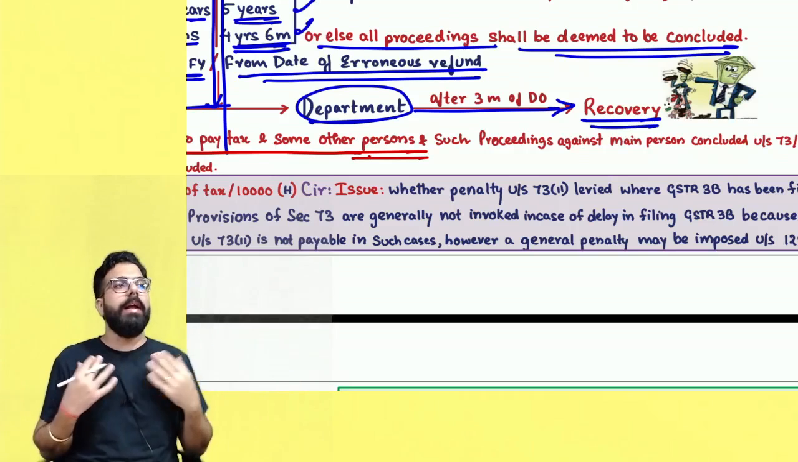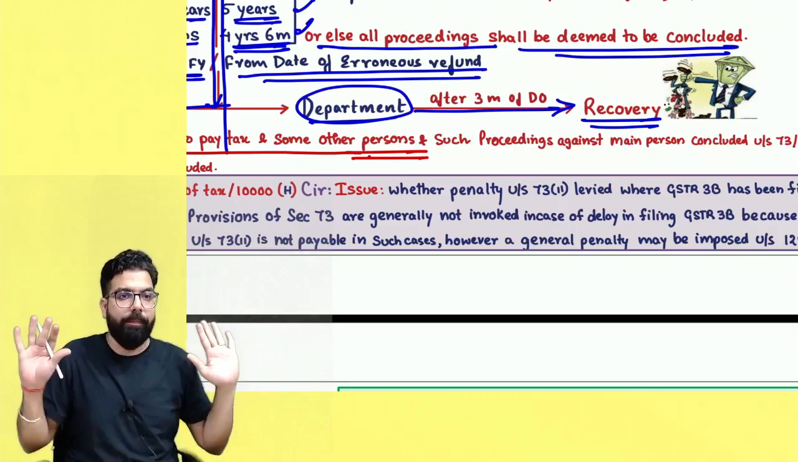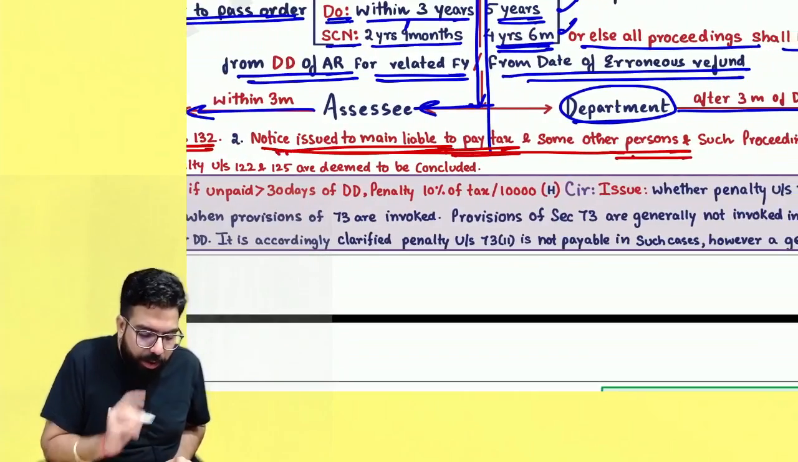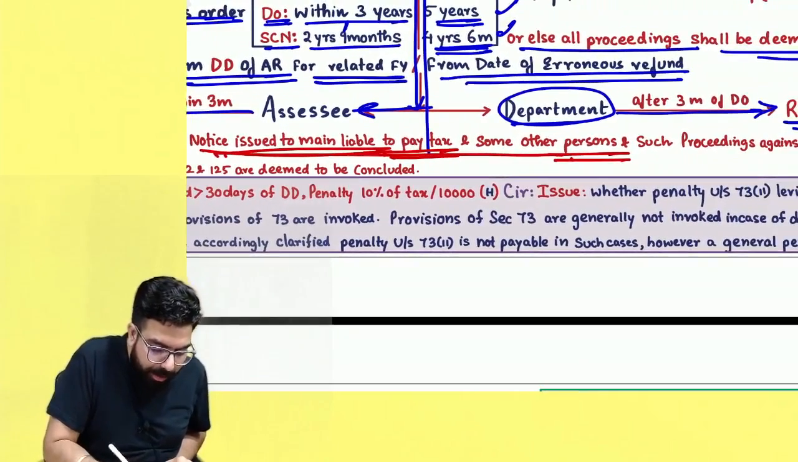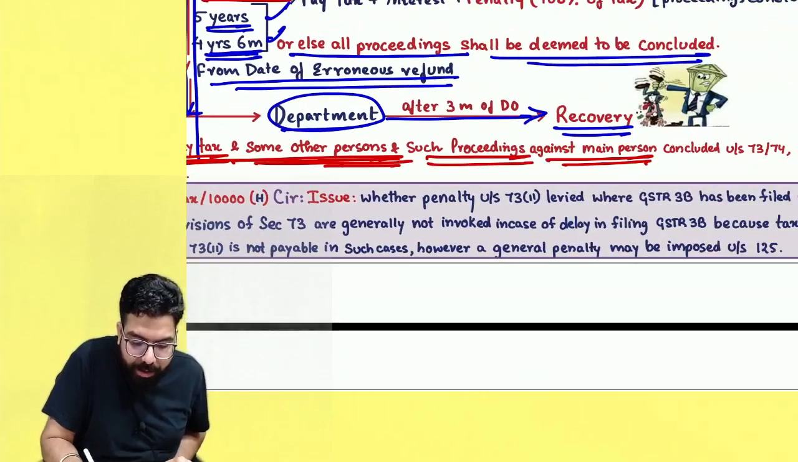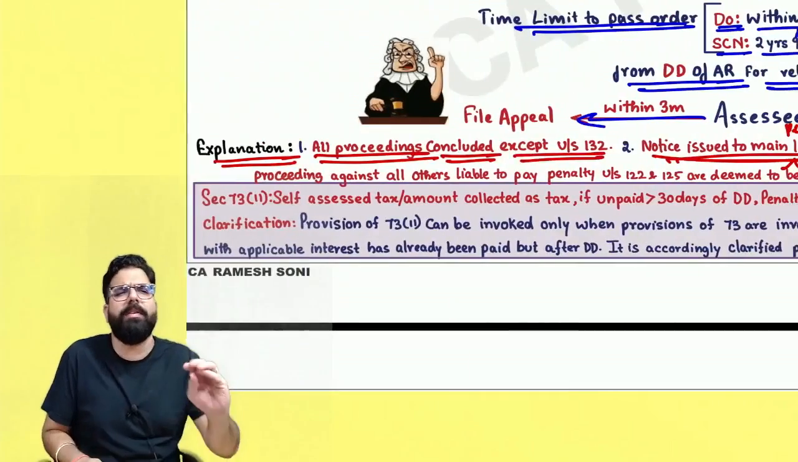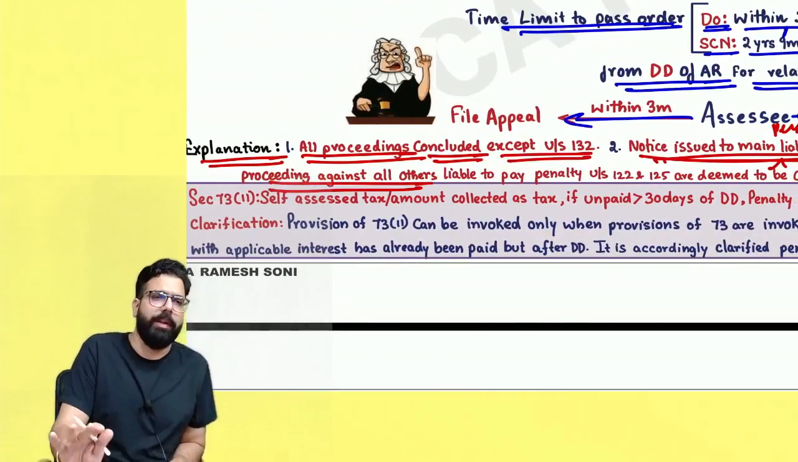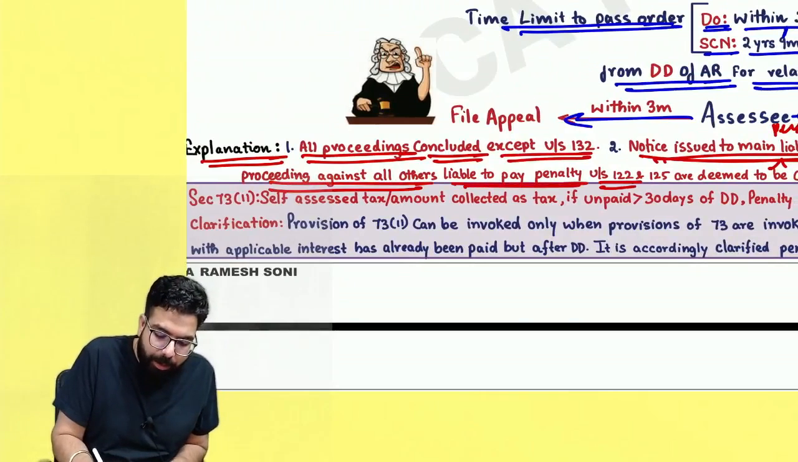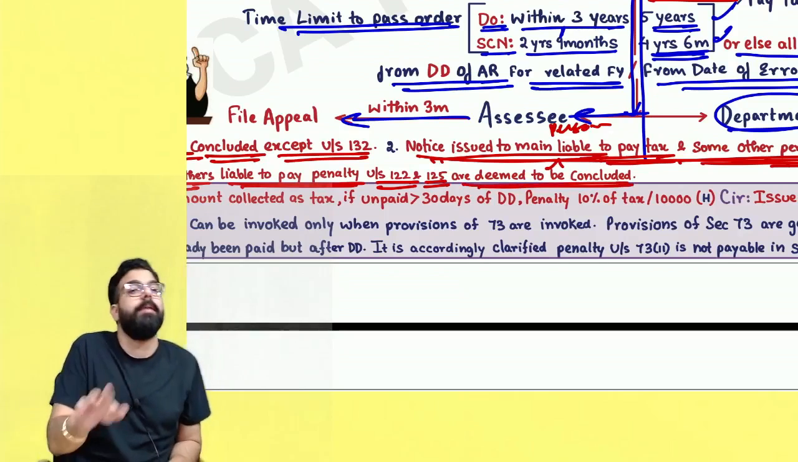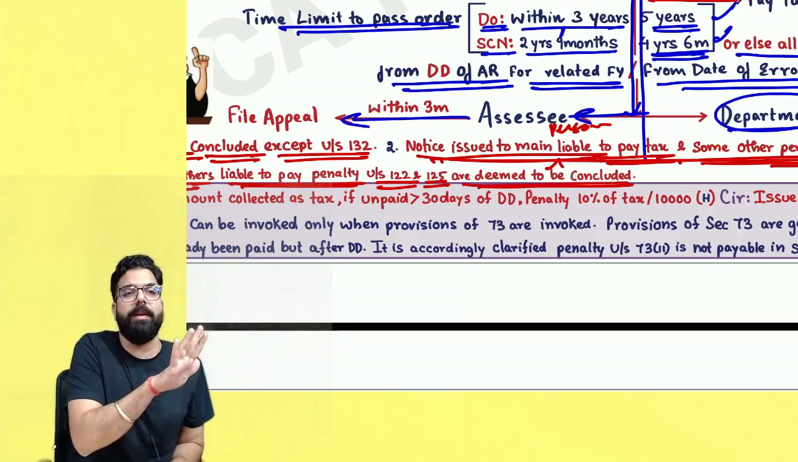Then they are going ahead and telling, against me, if the proceedings are concluded: notice issued to the main person liable to pay tax and some other person, and such proceedings against the main person have concluded under 73 and 74, means against you the demand order is already raised. Then they are telling proceedings against all other persons liable to pay penalty under 122 and 125 are deemed to be concluded. But remember, section number 122 and 125 proceedings are deemed to be concluded.